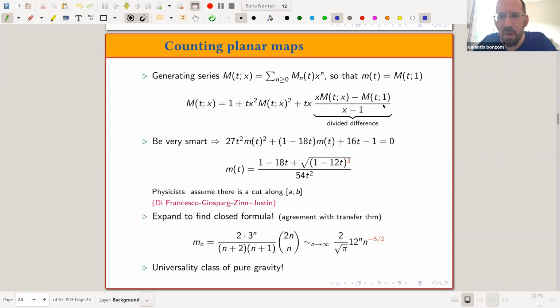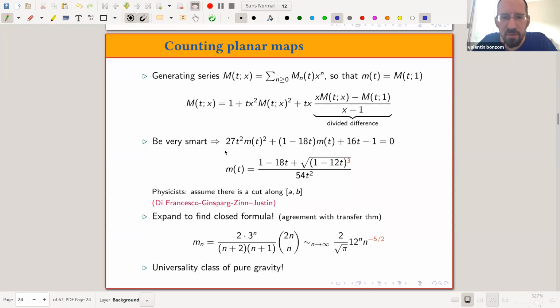And you see that because of this term, I cannot evaluate the equation at x equals 1. Okay, I cannot do it. This term is well defined at x equals 1, but I do not know what its value is. It is well defined because the numerator has a factor x minus 1, but I don't know its value. So to solve this equation, you have to be extra smart.